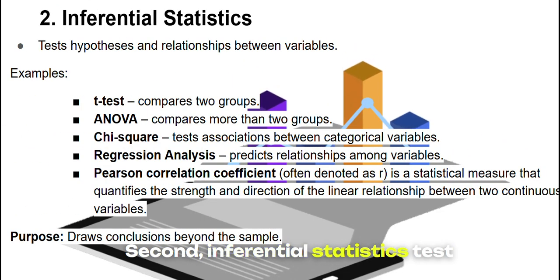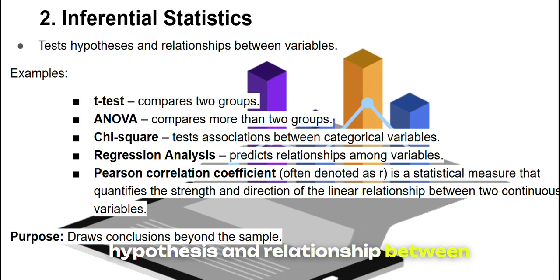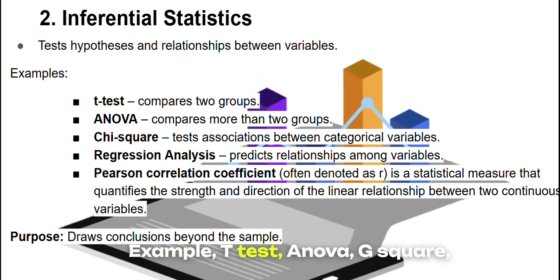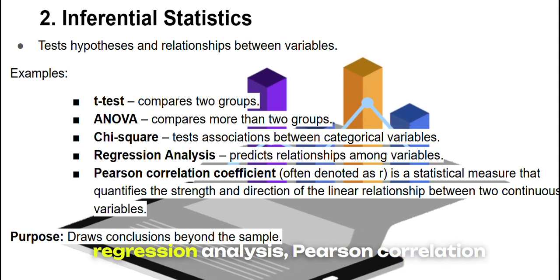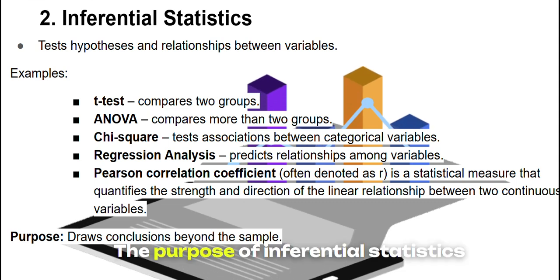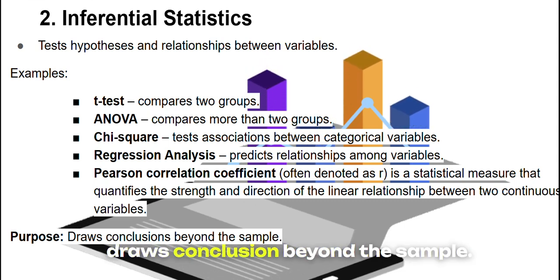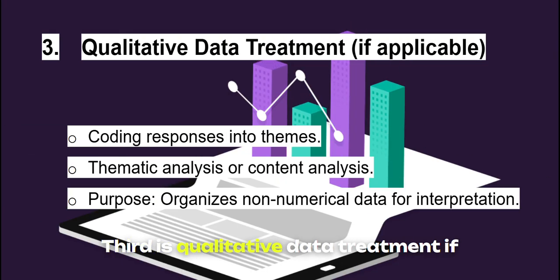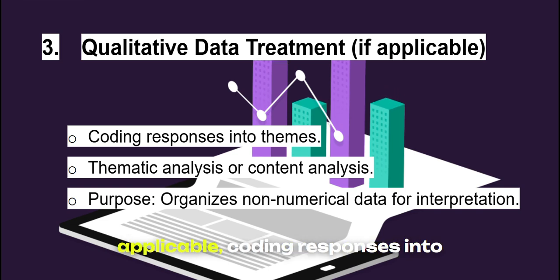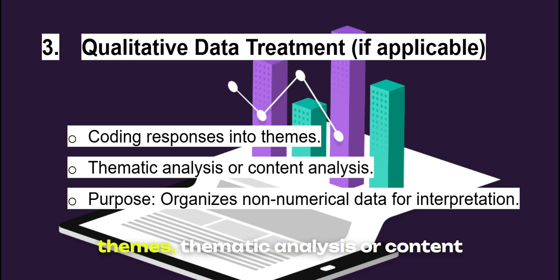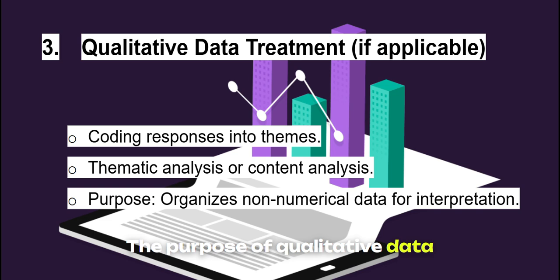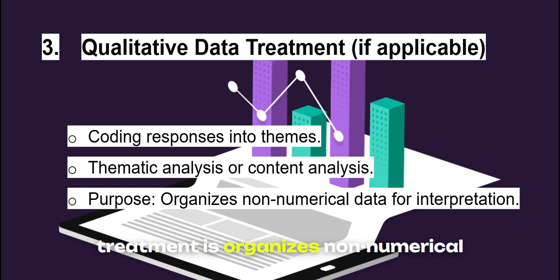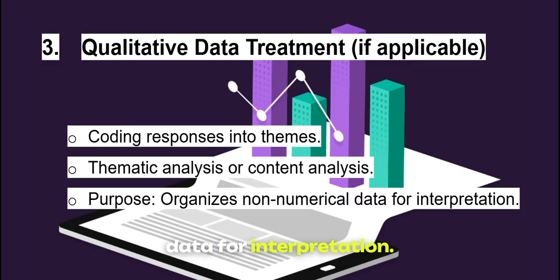Second, inferential statistics tests hypotheses and relationships between variables, for example t-test, ANOVA, chi-square, regression analysis, and Pearson correlation coefficient. The purpose of inferential statistics is to draw conclusions beyond the sample. Third is qualitative data treatment, if applicable: coding responses into themes, thematic analysis, or content analysis. Its purpose is to organize non-numerical data for interpretation.